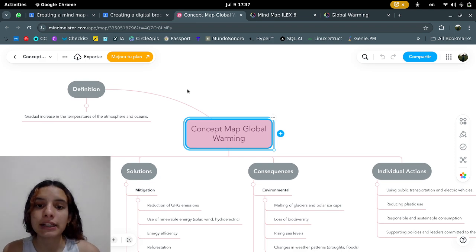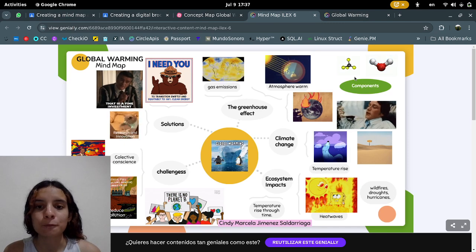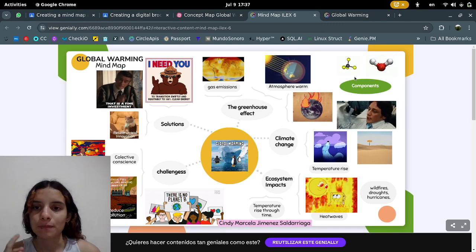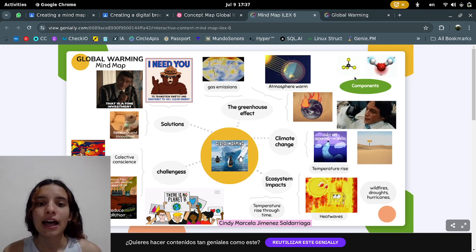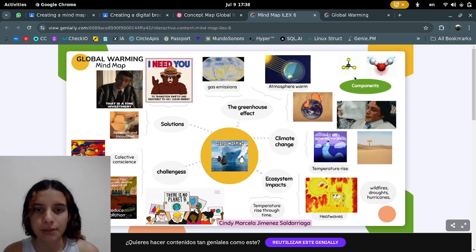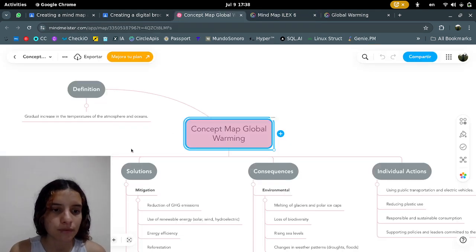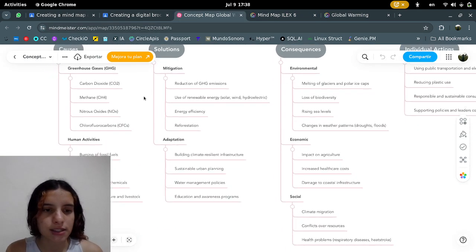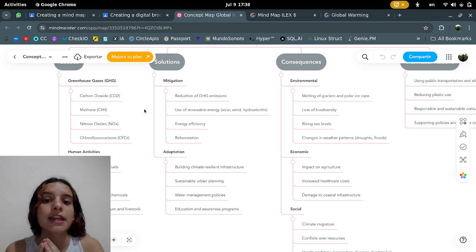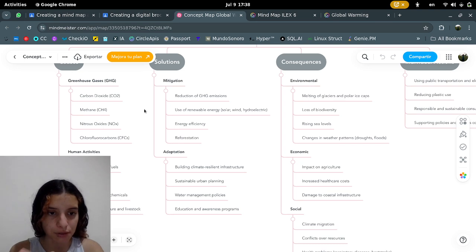This phenomenon is mainly caused by the accumulation of greenhouse gases like methane, nitrogen oxides, carbon dioxide, and others. These gases trap the sun's heat, preventing it from escaping into space, resulting in a greenhouse effect that raises global temperatures.